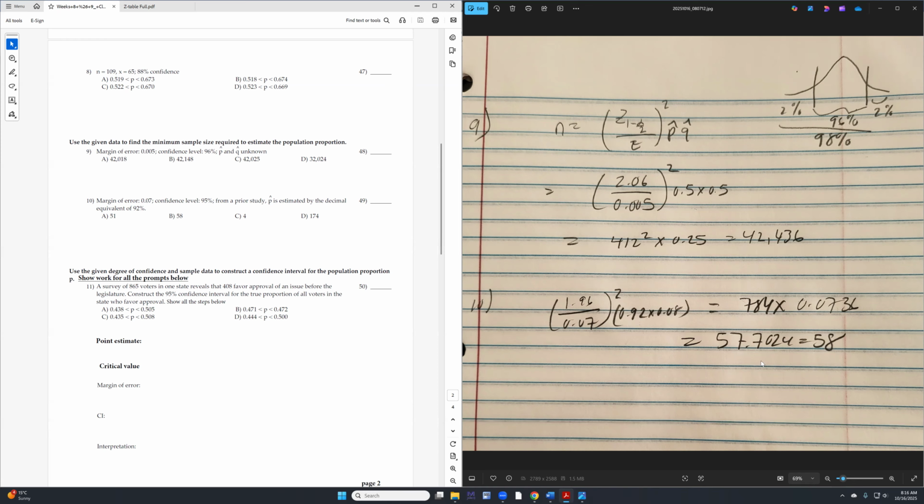57.7024. Whenever you're estimating sample sizes, you always round up, regardless of what the value is here. You round up to make sure you have enough power. So this would be 58. And that one I did get. Here it's B. All right, so that was the correction.